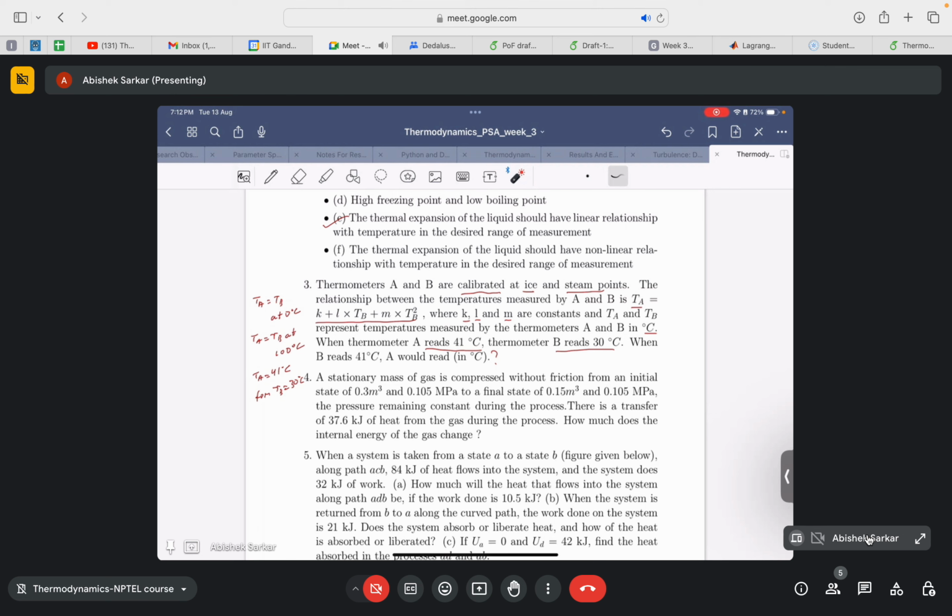Here it is said that the thermometers are calibrated at the ice point and the steam point. So TA is equal to TB at 0 degrees Celsius and TA is equal to TB at 100 degrees Celsius. That is two relations, and the third relation is TA equal to 41 degrees Celsius when TB is equal to 30 degrees Celsius. Using these three relations, you get three equations to solve for K, L and M. Once you find that, you can tell the value of TA when TB is equal to 41 degrees Celsius.